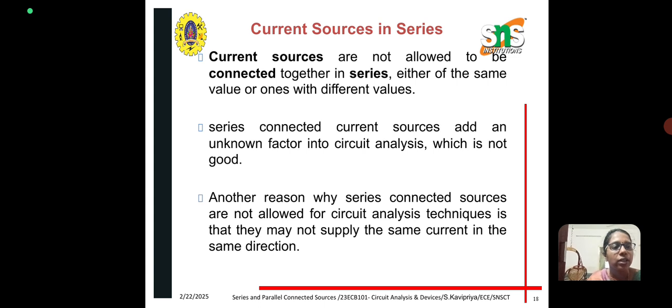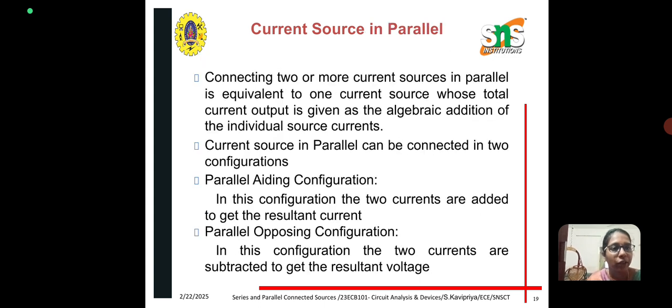And next is the current sources in series. Current sources are not allowed to be connected together in series, either of the same values or of different values. Series connected current sources add an unknown factor into a circuit analysis, which is not good. Another reason why series connected current sources are not allowed is that they may not supply the same current in the same direction.